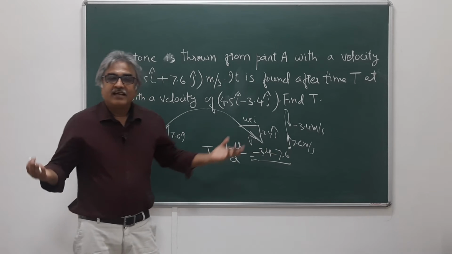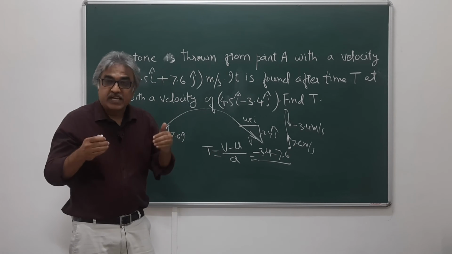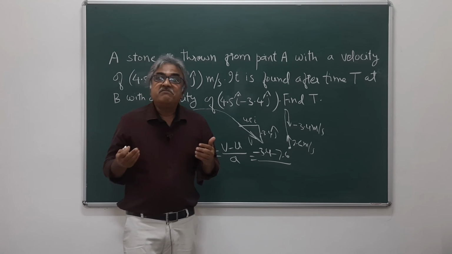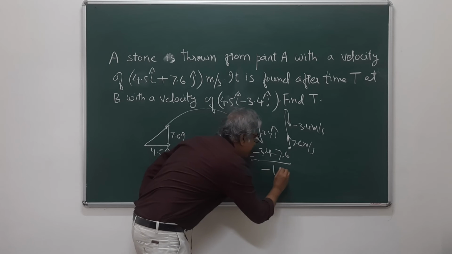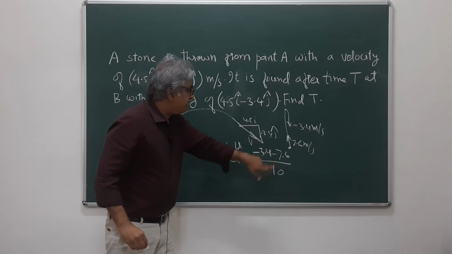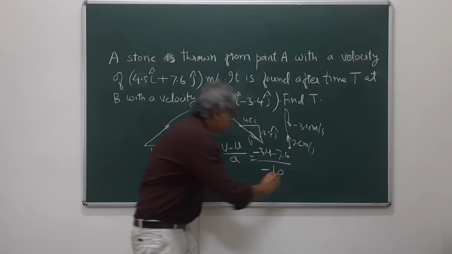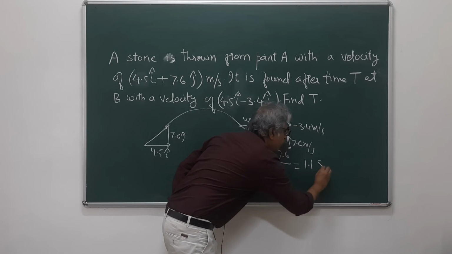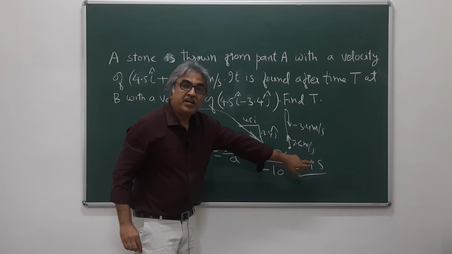Acceleration: the stone is in the air, that means acceleration is minus g, and g we are considering as 10 meters per second square. So it's downward always. So it is minus 10. And this is minus 11 upon minus 10. So the minus sign goes and it is 1.1 second. That is the answer. So it's 11 upon 10, so it is 1.1 second.